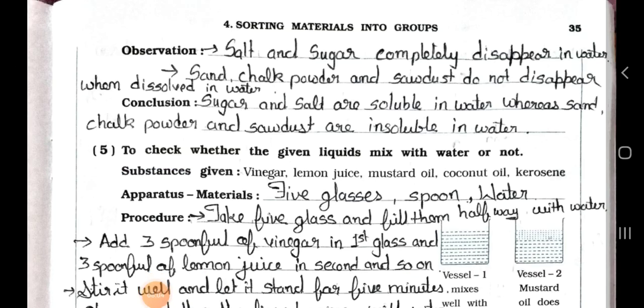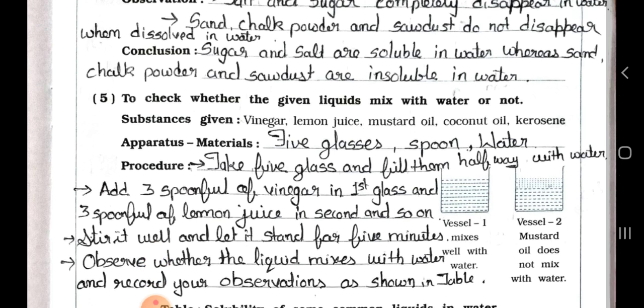Observation is: salt and sugar completely disappear in water. Sand, chalk powder and sawdust do not disappear when mixed in water. Conclusion is that sugar and salt are soluble in water, whereas sand, chalk powder and sawdust are insoluble in water.